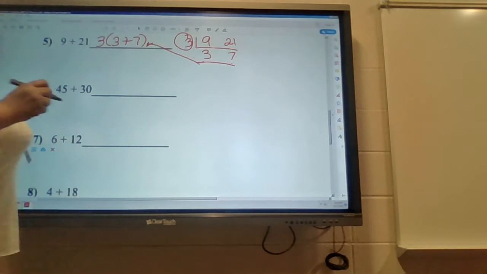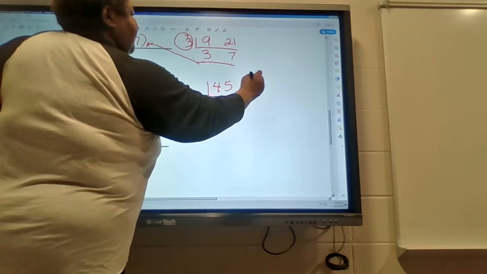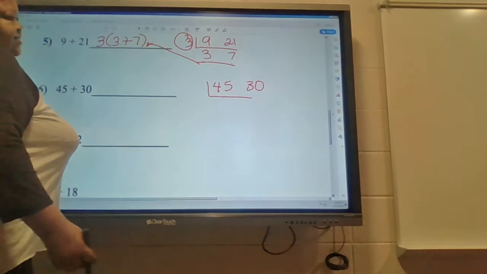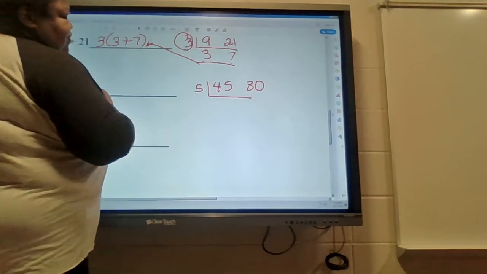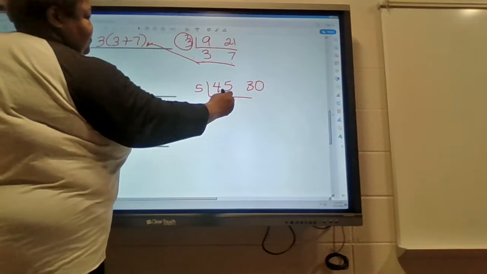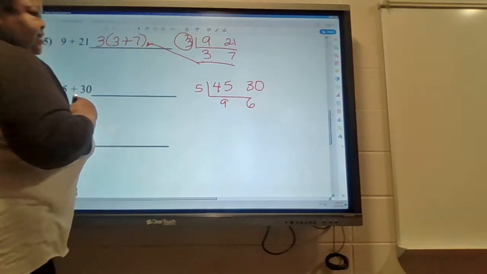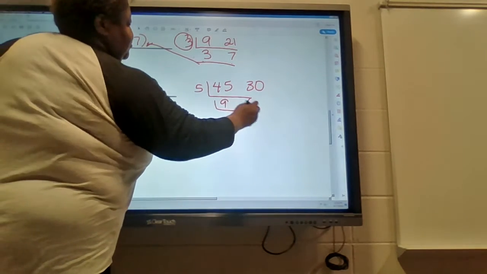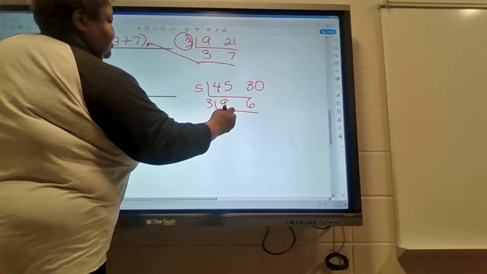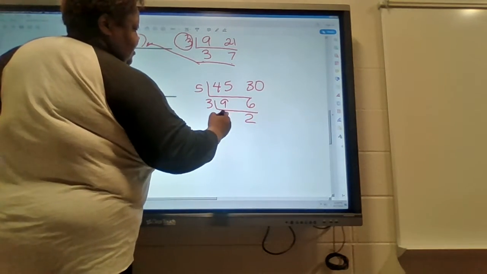45 plus 30. So I'm going to find the GCF of 45 and 30. Ends in 5, ends in 0. So both of them are divisible by 5. 5 goes into 45 9 times. 5 goes into 30 6 times. Woo, I got 9 and 6. Both of those are divisible by 3. 3 goes into 9 3 times. 3 goes into 6 2 times.